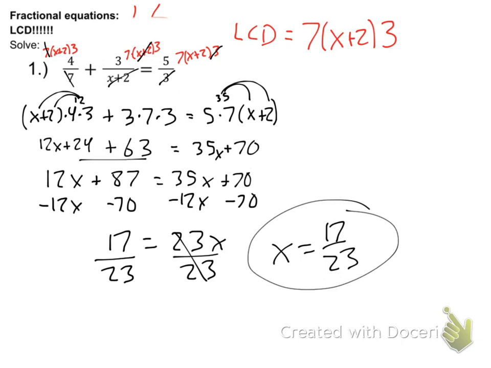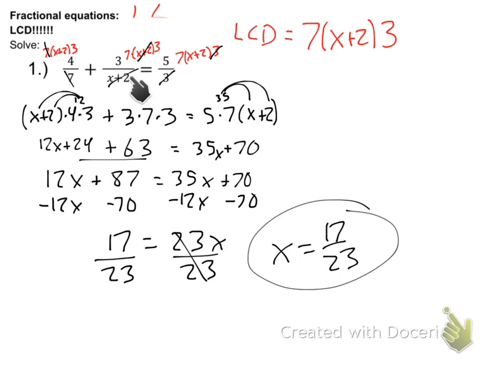Now, look at this. If I want to know if I'm right, I'm going to check it in the original problem. I'm going to put 17 over 23 in for x, add 2, divide it into 3, add it to 4 sevenths, and I should get 5/3. So I'll let you guys do that on your own.